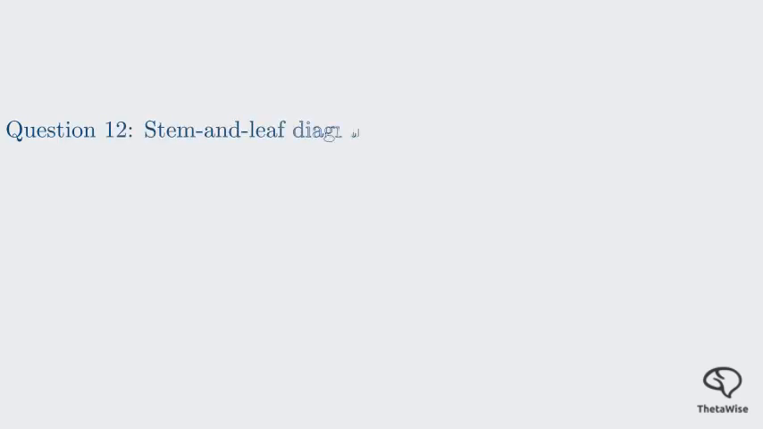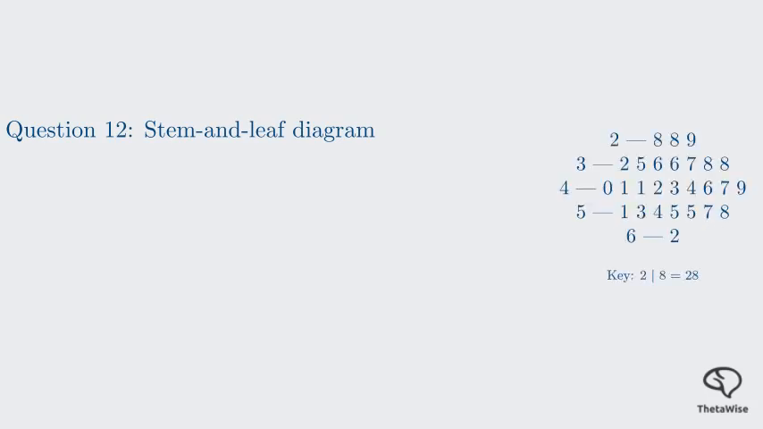Question 12 focuses on a stem and leaf diagram, which is a way to display data while keeping the original values. Here we have the scores of 27 students. The key shows that 2 bar 8 represents a score of 28. In part A, we need to find the range. The range is the highest value minus the lowest value.